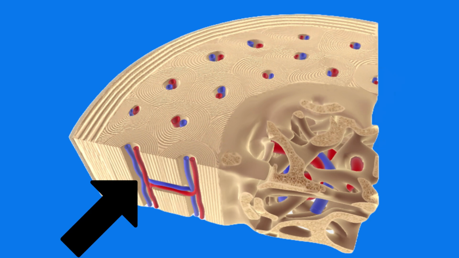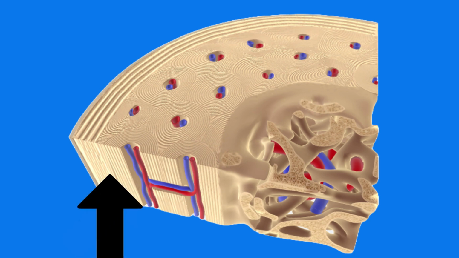Haversian canals are microscopic tubes or tunnels in cortical bone that house nerve fibers and a few capillaries. Osteocytes are bone cells that are responsible for maintaining bone mass and regulating bone remodeling.